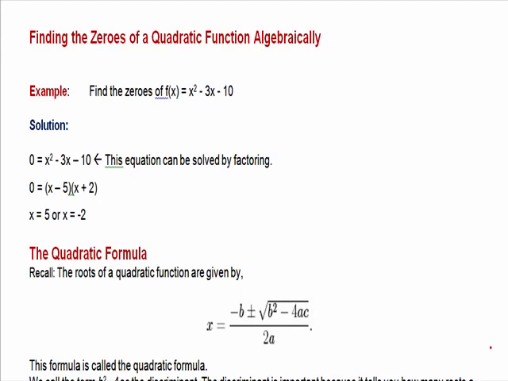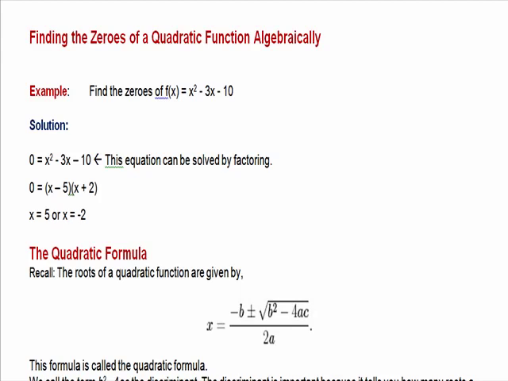So to find the zeros, remember we said earlier we would set the function equal to 0. So we do 0 equals x squared minus 3x minus 10. This particular function we can solve by factoring, and if we factor we get x minus 5 multiplied by x plus 2. And when we set each of the factors equal to 0, we get x equals 5 or x equals negative 2. And so this particular quadratic function has two zeros. One of them would be at negative 2 and the other would be at positive 5.